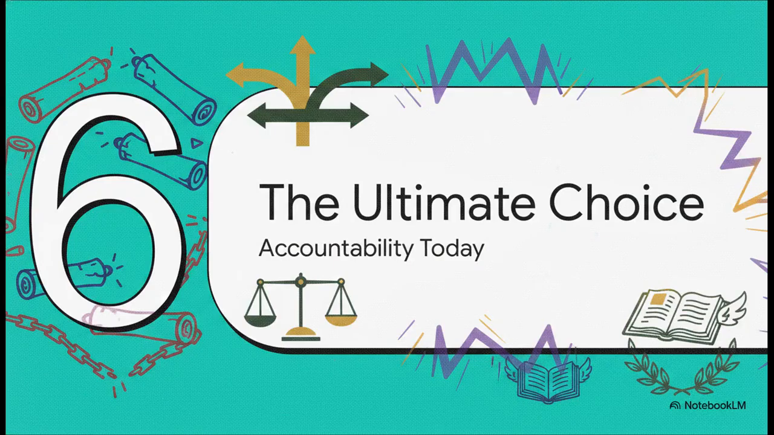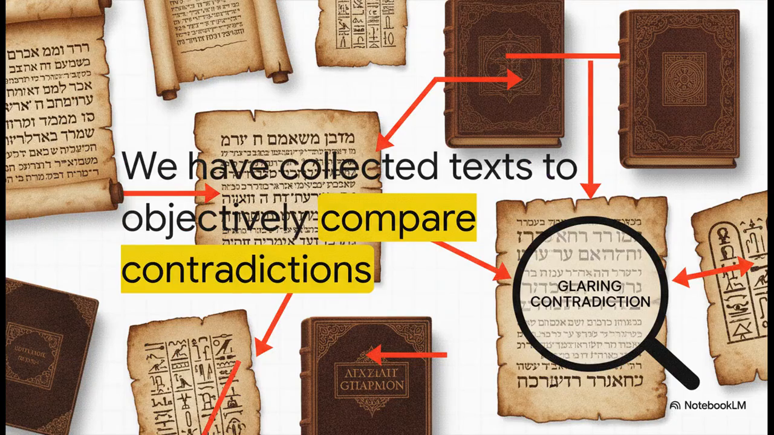And finally, Section 6, the ultimate choice. Having laid out all these arguments regarding canon, history, character, and doctrine, the source emphasizes that we as modern believers are actually held to a much higher standard of accountability than the early Christians were. Why? Well, because early Christians only heard fragments or single letters from Paul. Today, we have the huge advantage of collected texts. We can place Paul's 13 letters side by side with the Gospels, the Book of Acts, and the Apocrypha to objectively compare and spot what the source views as absolutely glaring contradictions.